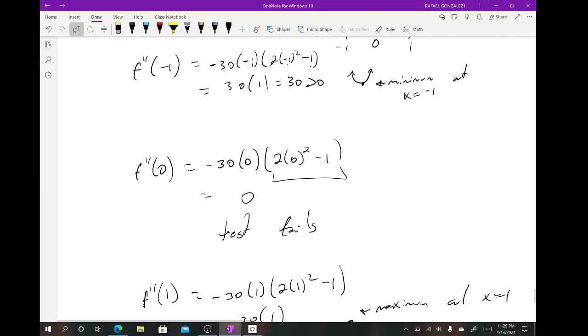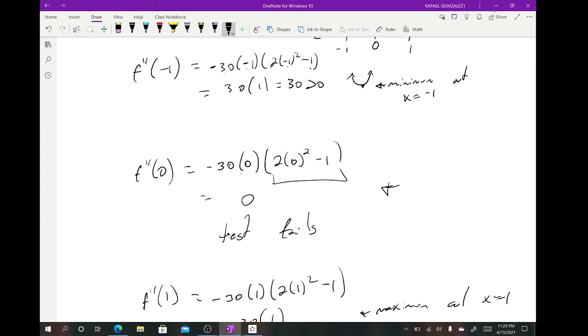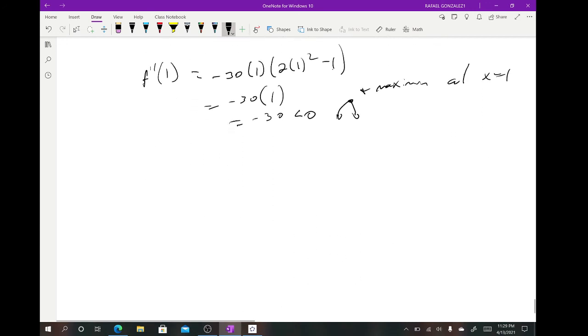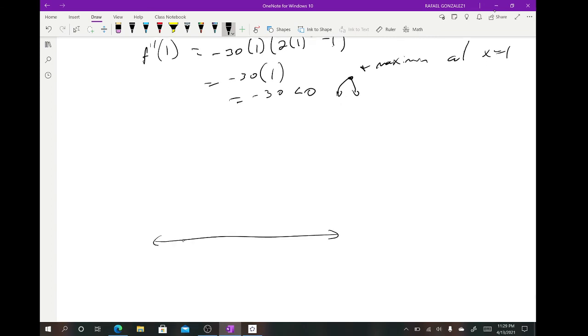The last thing that we need to worry about for this particular problem is that the test failed here. Because the test failed, we can use the first derivative test. So remember that the first derivative test focused on what happened to the left and to the right side of 0.